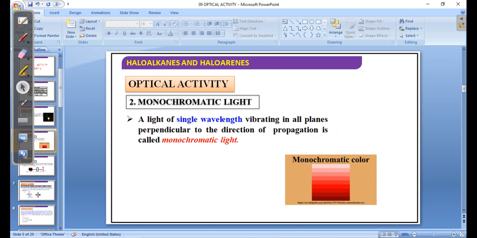Monochromatic light: light with only a single wavelength, vibrating in all planes perpendicular to the direction of propagation, is called monochromatic light. Here only one color is present. That is very simple. Monochromatic light means only one color.